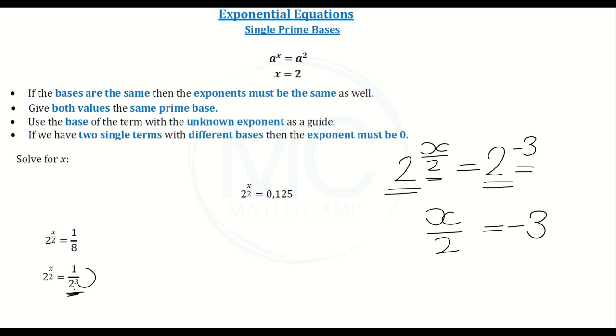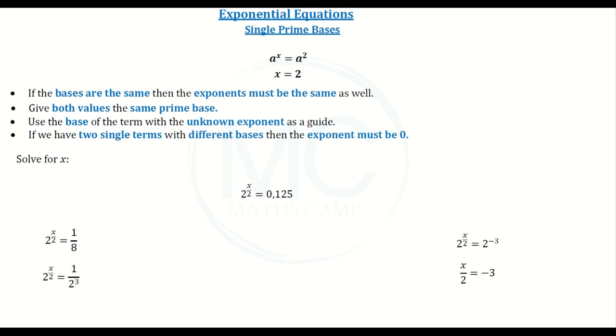Now our last step to solve for x is to get rid of this 2 over here. So all we have to do is multiply both sides by 2. And we see that x is equal to negative 6.